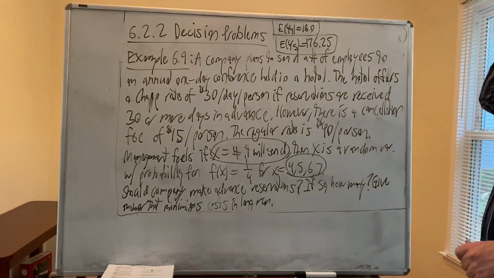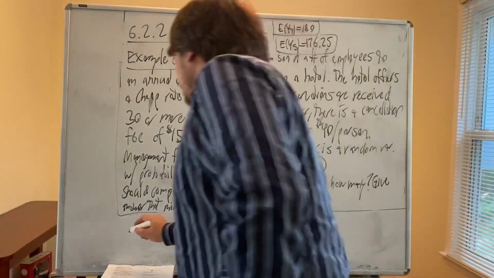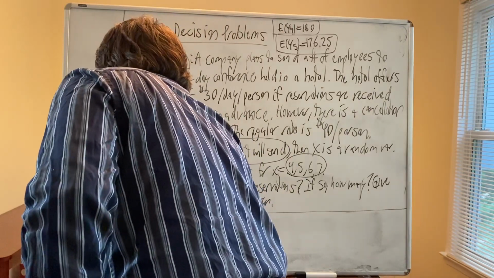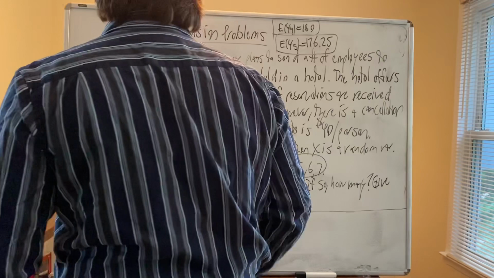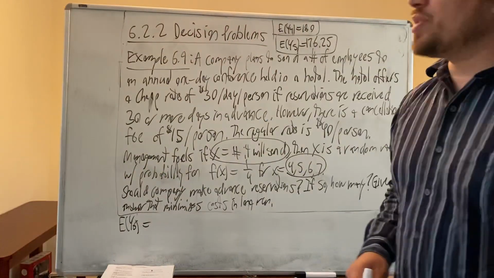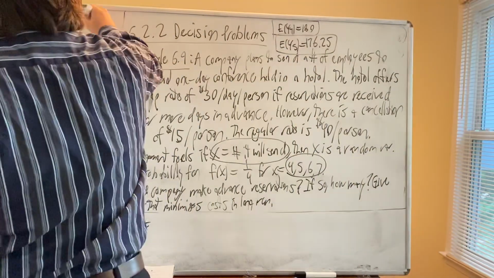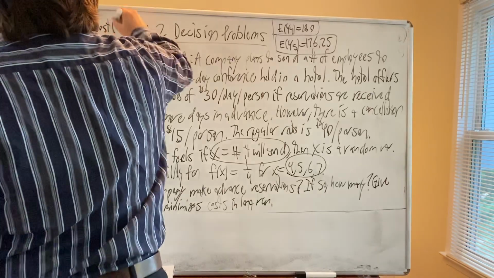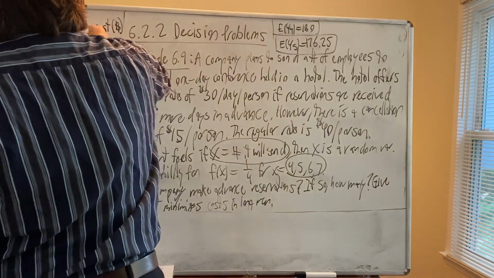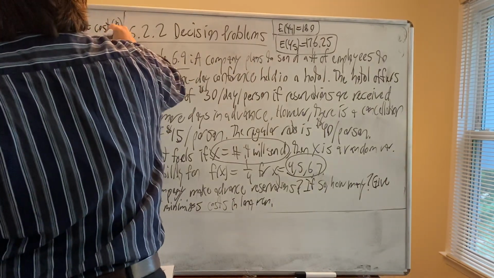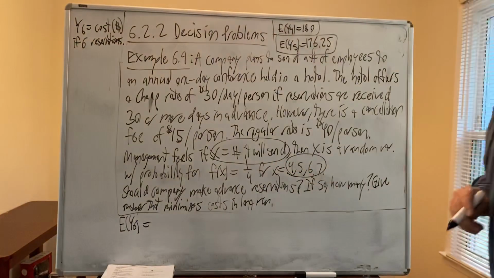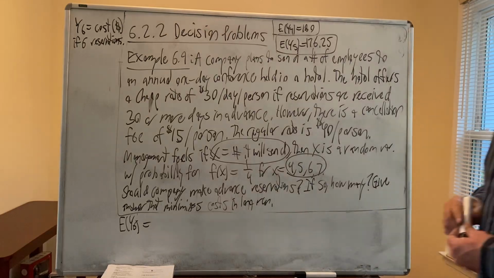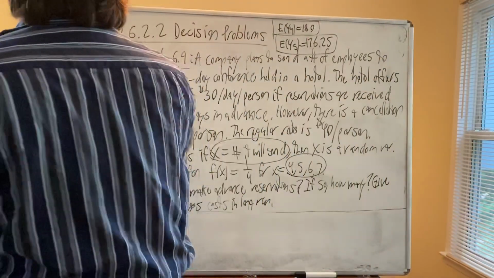Okay, so y sub 6. So let's continue, and let's find the expected value of y sub 6. Y sub 6 is the cost in dollars for the company if they make 6 reservations. Okay? So what is the cost of the company if they make 6 reservations? Okay, so let's find the expected value of that.